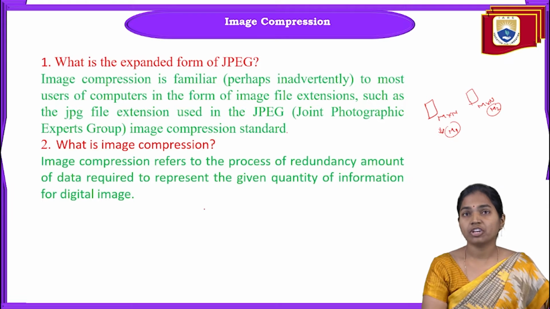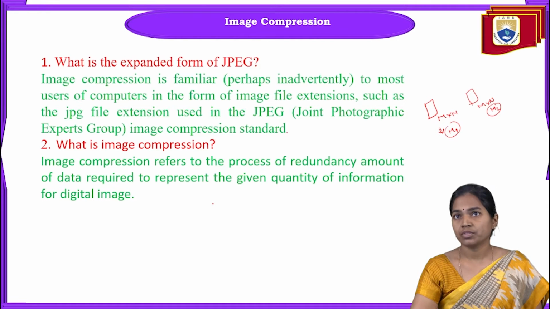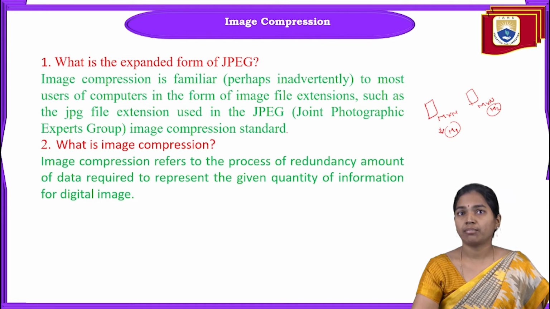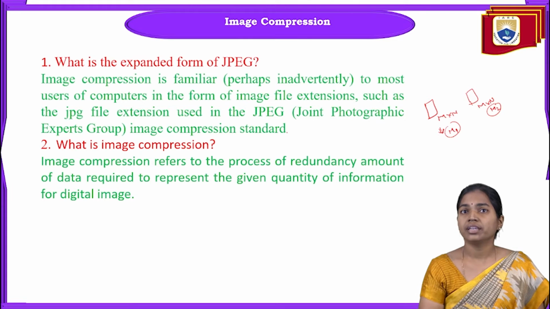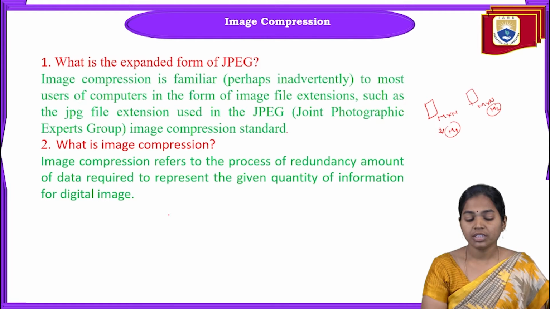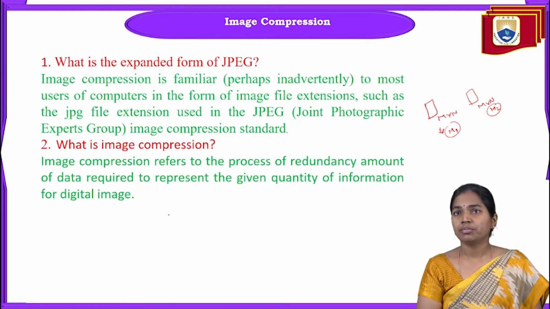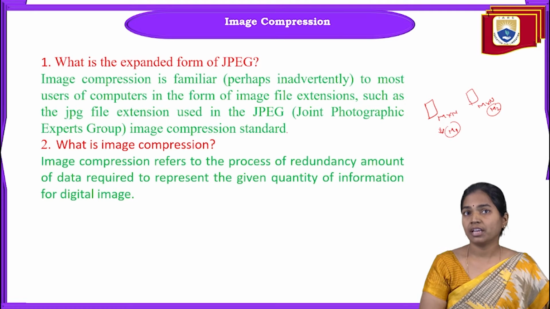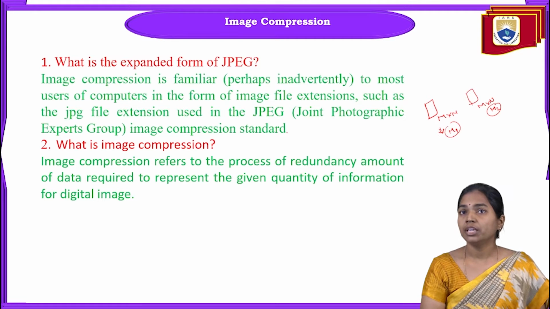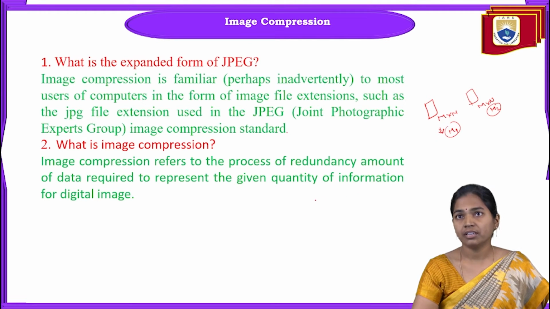Image compression refers to the process of reducing the redundant amount of data required to represent a given quality of information for digital images. So image compression is nothing but reducing the redundant amount of data required to represent the given quality of information for digital images.